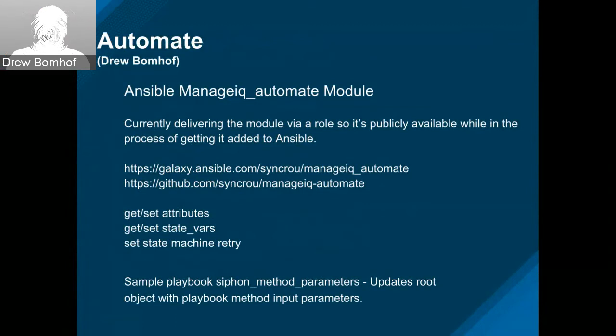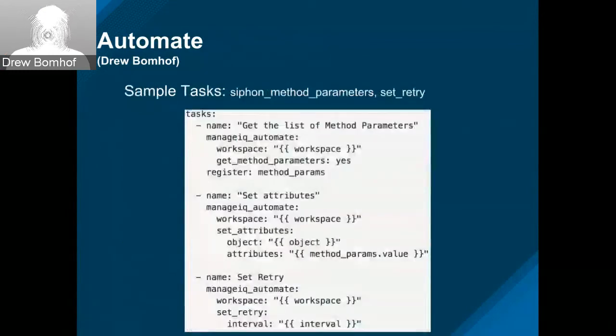The small subset is you can basically get and set attributes on an object, get and set state vars, and set state machine retries. We're also adding to it as we move forward, so the behavior will increase. On the next slide, I'll actually be showing a sample of something that we call siphon method parameters. Basically, it allows us to grab all the method parameters within the workspace and then apply them as attributes on an object.